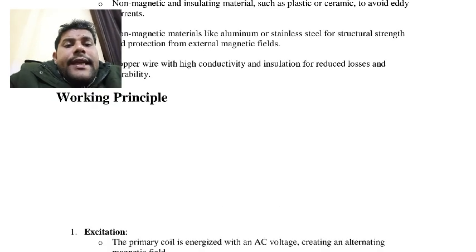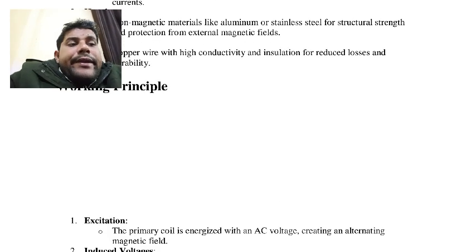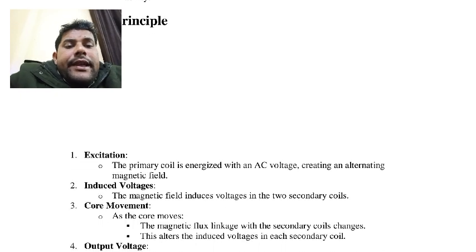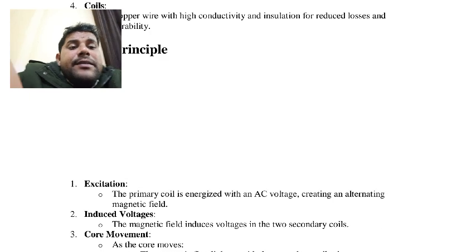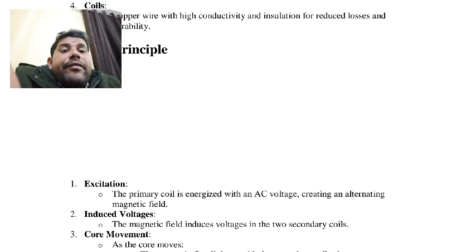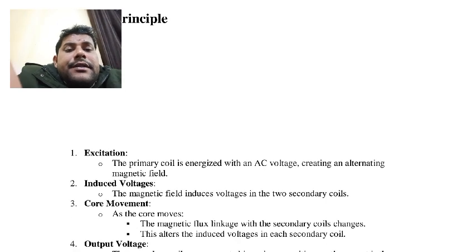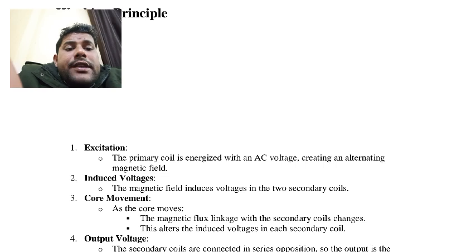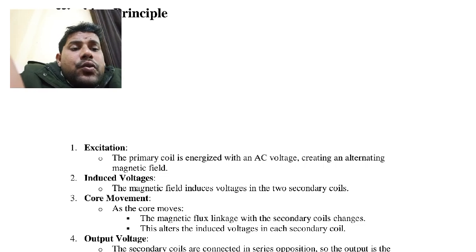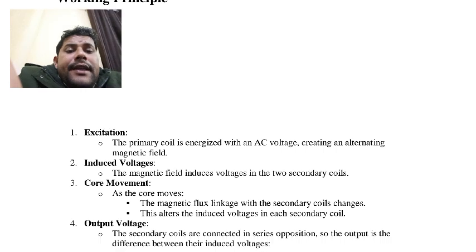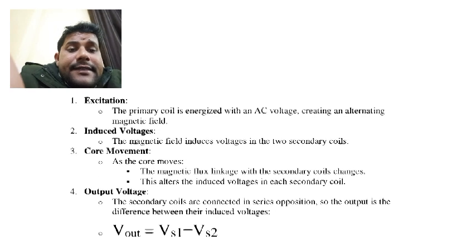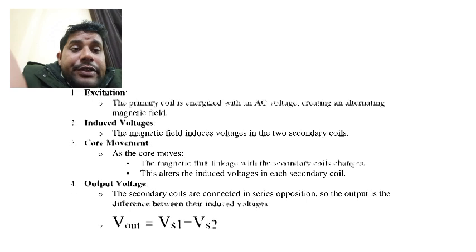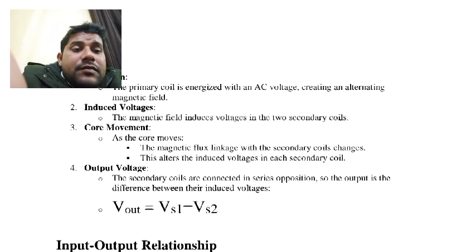The working principle of the linear variable differential transformer is mainly three steps. First, excitation voltage: the primary coil is energized with AC voltage to create an alternating magnetic field. Second is induced voltage: the magnetic field induces a voltage in the two secondary windings. Third is core movement: as the core moves, the magnetic flux linking the primary and secondary coils changes. This change induces a voltage in each secondary coil.